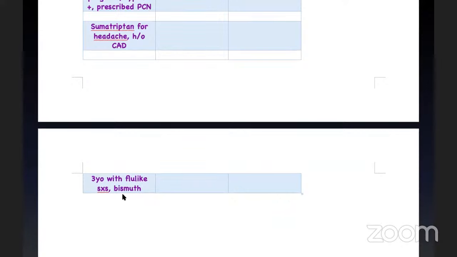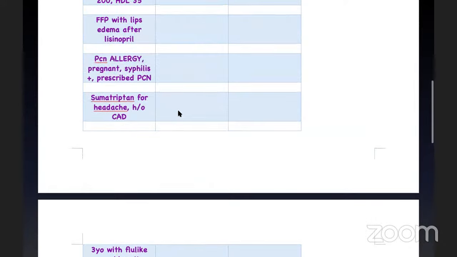And a kid should not be given bismuth, as it is an aspirin derivative. If you have flu-like symptoms, you should not get an aspirin derivative. Otherwise, they get Reye syndrome. But this is the concept.